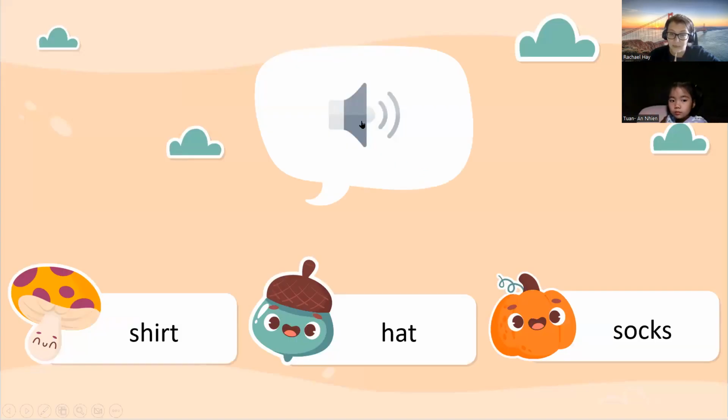Okay. Now we're going to listen and choose the right word. Hat. Okay, so we need to look for a word that starts with H for hat. Is it 1, 2, or 3? Which word starts with H?